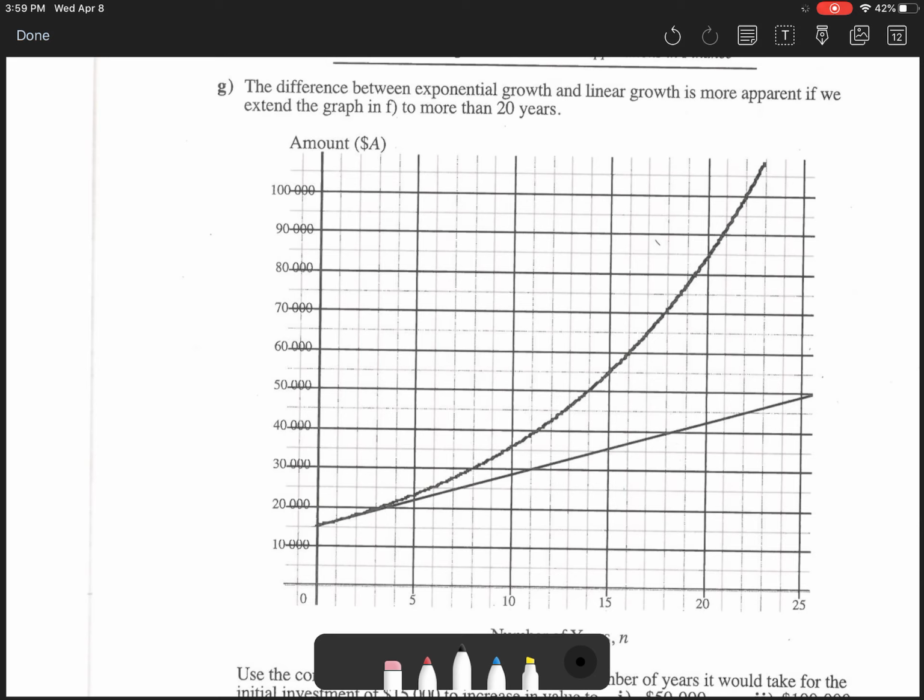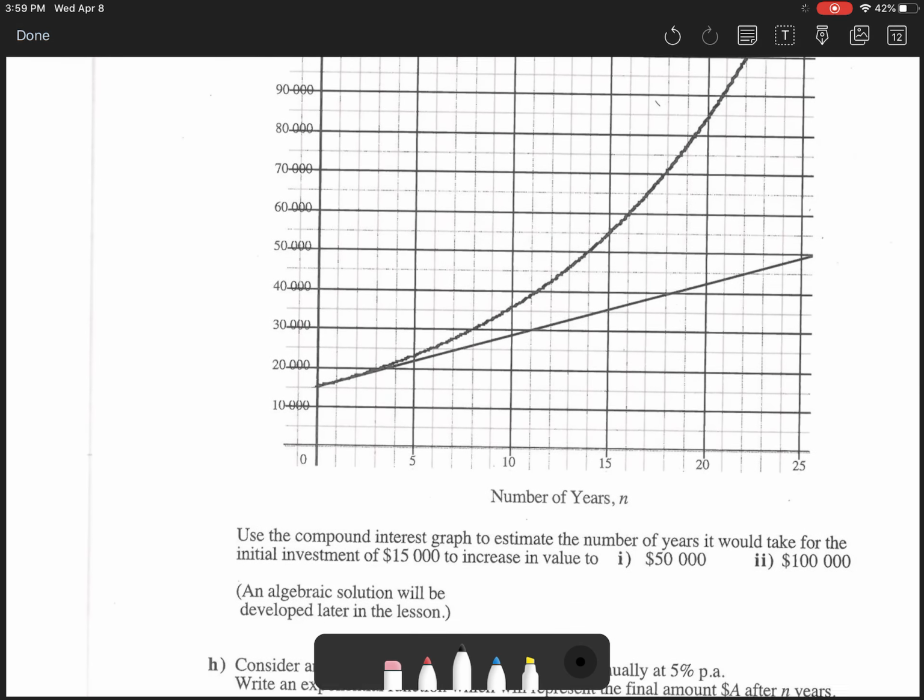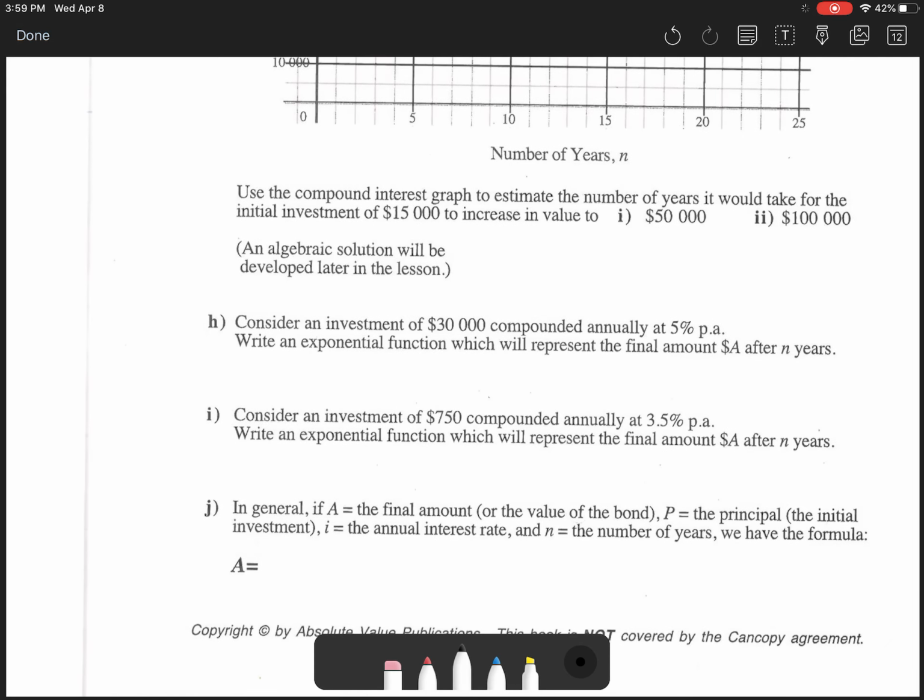and then we'll get some practice at writing equations and those types of things. Okay, so G says the difference between exponential growth and linear growth is more apparent as we extend the graph more years, beyond 20. So what they've done is just taken what we did on the last page and added more years. Move the graph further and further to the right.